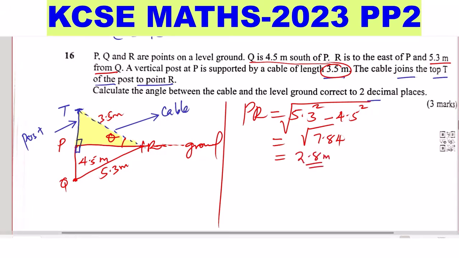So PR is therefore 2.8. So this is 2.8 meters. Now using triangle TPR, the one that is shaded in yellow, now we should get that angle.